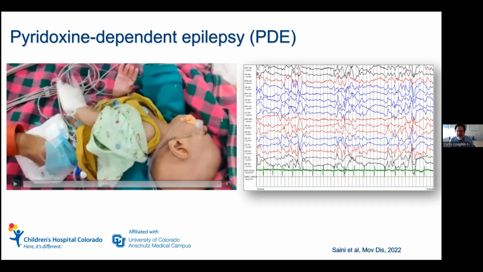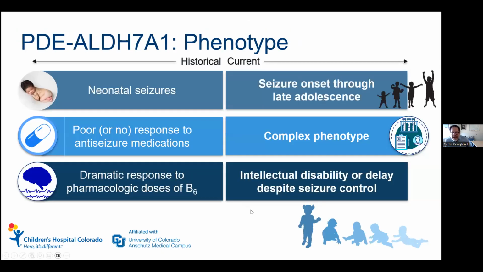Described it in the 1950s in a patient who had neonatal onset seizures who incidentally got an IM dose of pyridoxine and immediately stopped seizing. And I think that's what most people think of about this disease is a seizure disorder. So if you've ever heard me talk about this disease before, one of my big things is this is not primarily a seizure disorder, or not all the time.